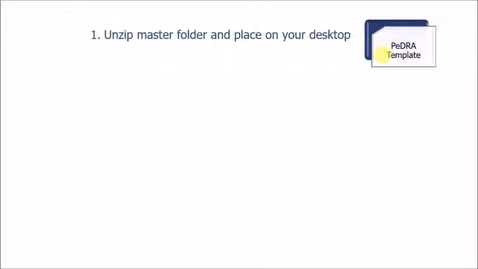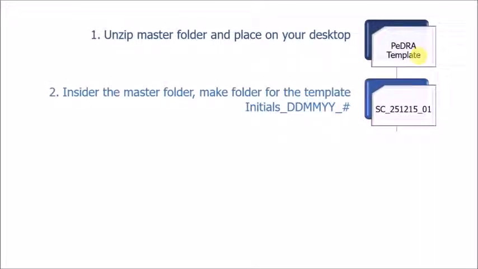Okay, so the first thing you need to do is double click on the PeDRA template, the master folder that you have on your desktop. And once you've opened it, you need to create a new folder based on this naming convention. Now, on the naming convention of the name of the folder, the first couple of letters can be your initials. So then we know that this template was filled in by you. Then do an underscore, and then day, day, month, month, year, year, another underscore, and then 2 digits to signify whether this was the first, second, or third template that you've completed on this particular day.